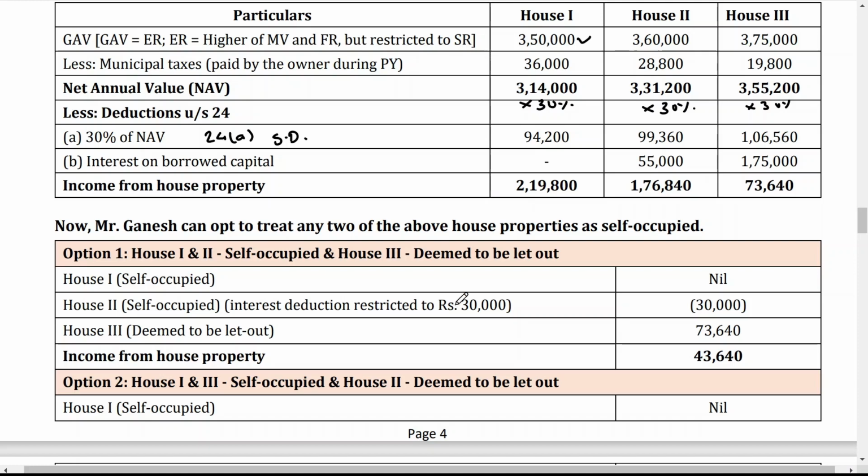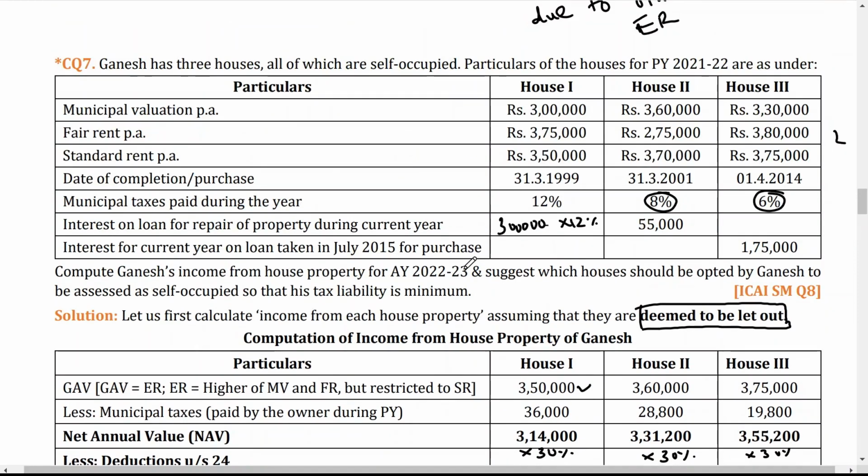Now for the second house, interest on borrowed loan is taken for repairs of the house property during the current year, and it is 55,000. In that case, if it is a self-occupied house property, the limit is 30,000 available as a deduction. And interest of the current year on a loan taken in July 2015 for purchase, in this case the maximum limit is 2 lakh, so that is why 1,75,000 is fully available as a deduction.